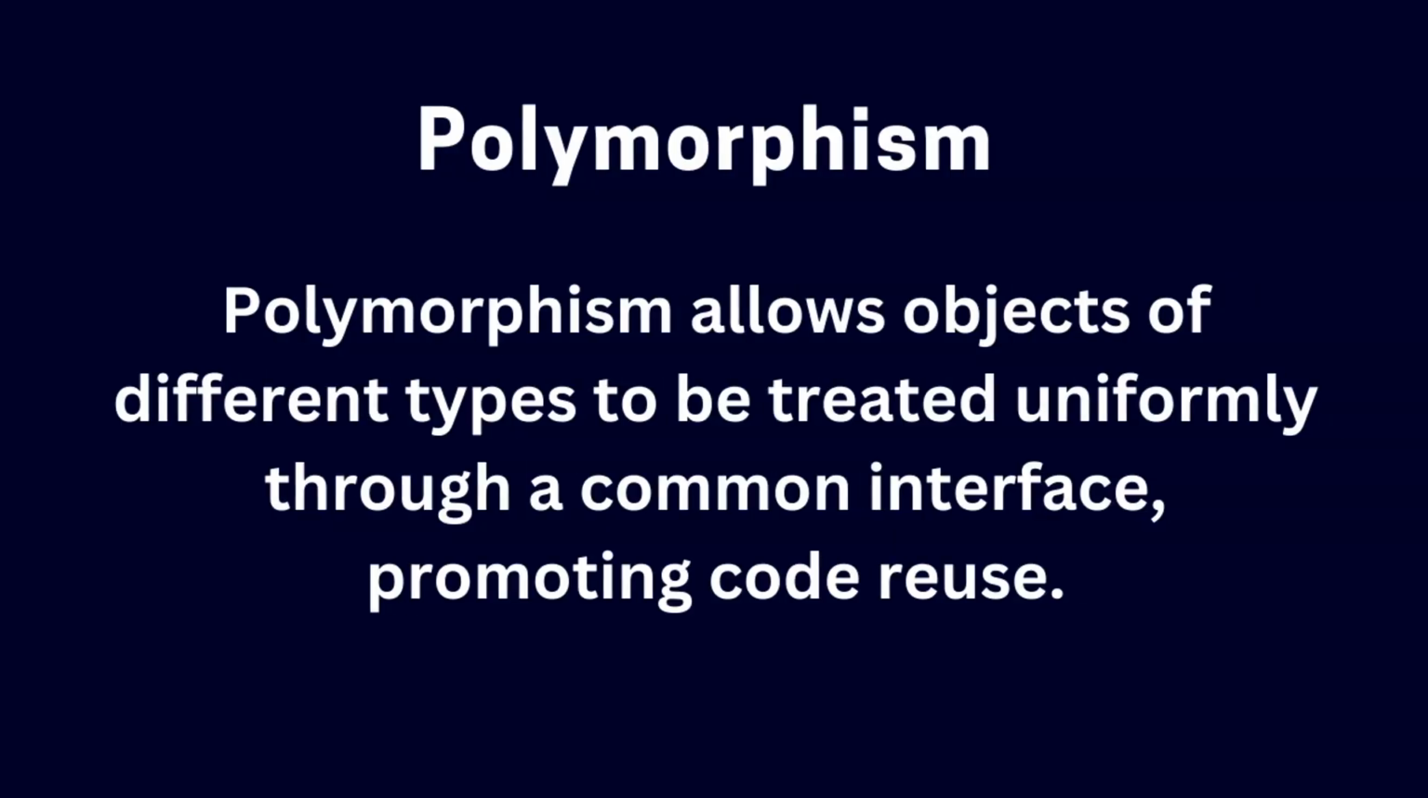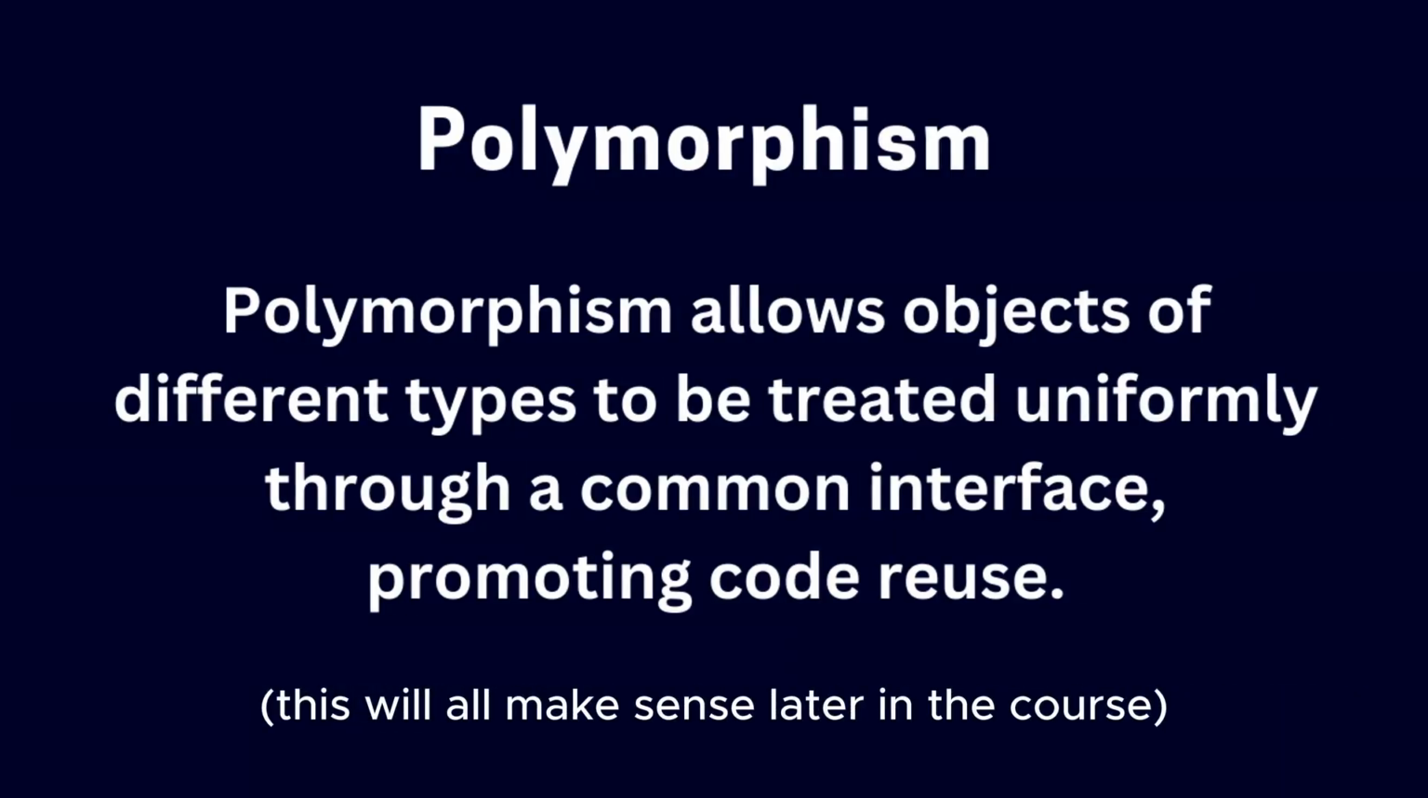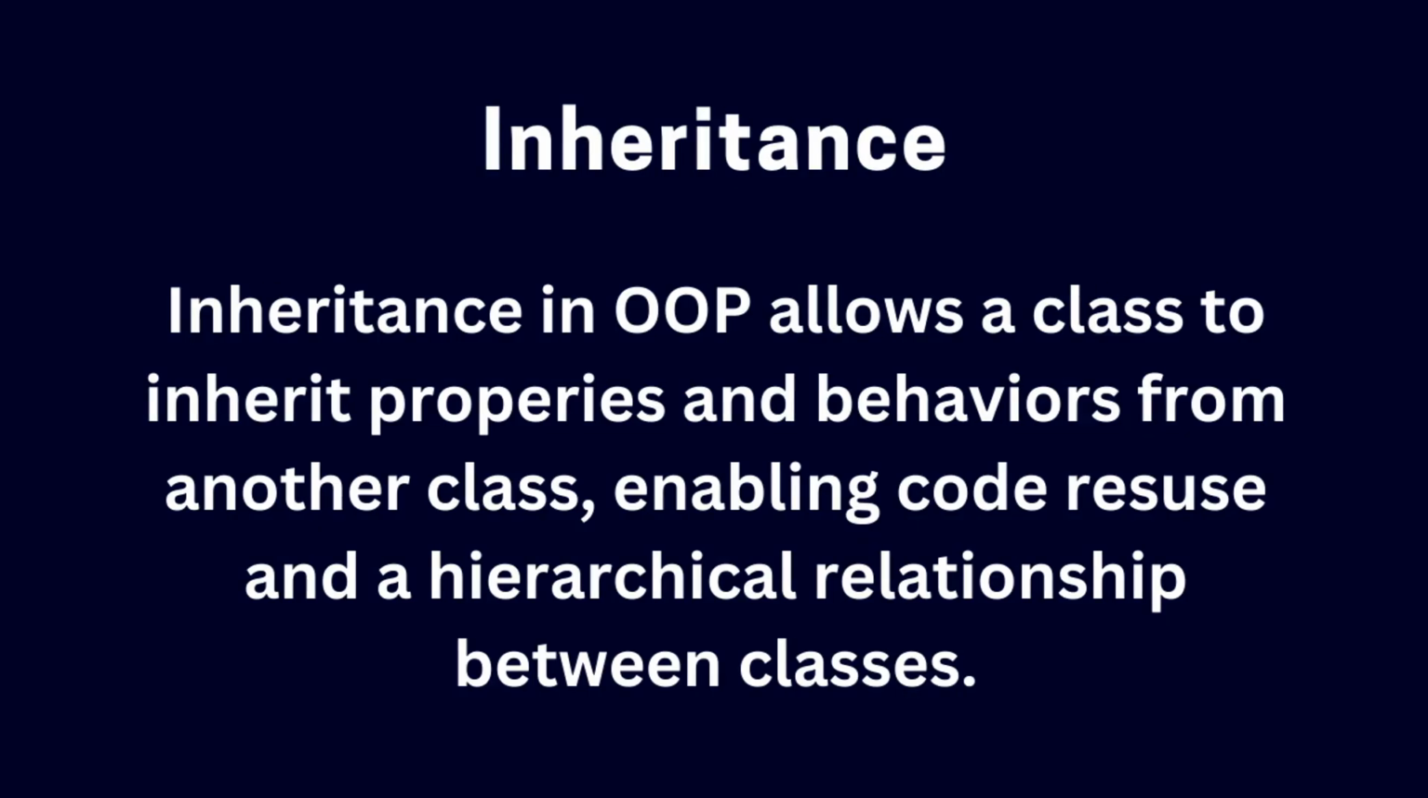Polymorphism. Polymorphism means many forms, and this allows objects to be treated as instances of their parent class rather than their specific class. This enables methods to behave differently depending on the object that's calling them, making your code more flexible and adaptive. Inheritance. Inheritance allows new objects or classes to take on properties and behaviors of existing ones.